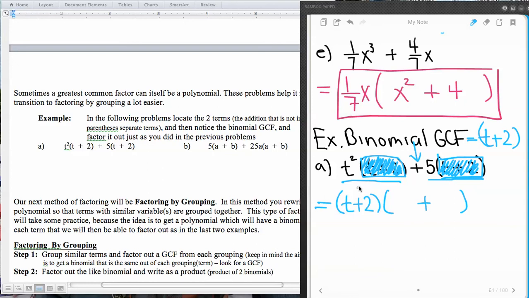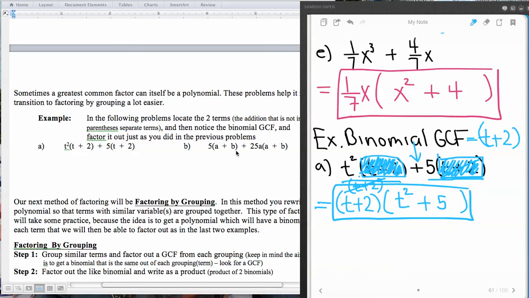So when I cancel out the t plus 2, if I put the t plus 2 down here to cancel it out, I'm going to cancel that t plus 2 with that t plus 2, and that leaves me with a t squared. And the same thing here, I'd cancel that one out, and that would leave me with just the 5. And so what you see is the binomial times the binomial.